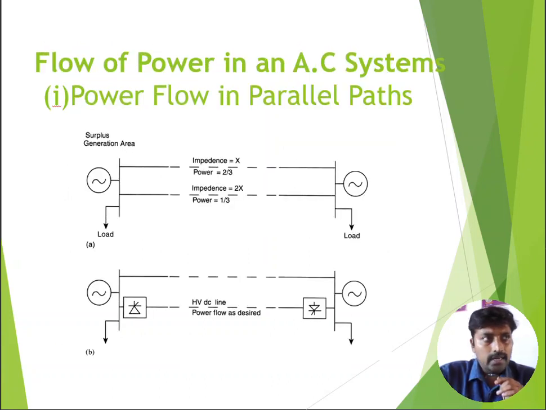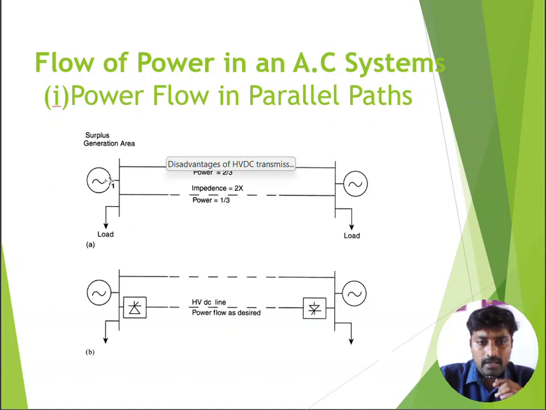In a general two-area system, you can check that there is power flow in parallel paths. In an AC system, power flow is designed in parallel paths as well as radial lines. This is indicating the surplus generating area. This is the local load. On the other side, this is also generating station 2, and this is the local load related to generating station 2. Power can always transfer from the surplus generation area to the deficient area, that means from left side to right side.